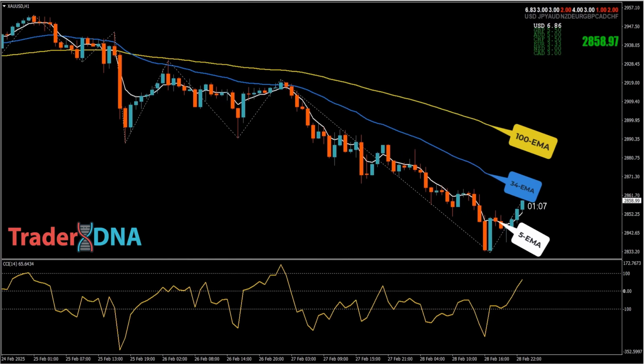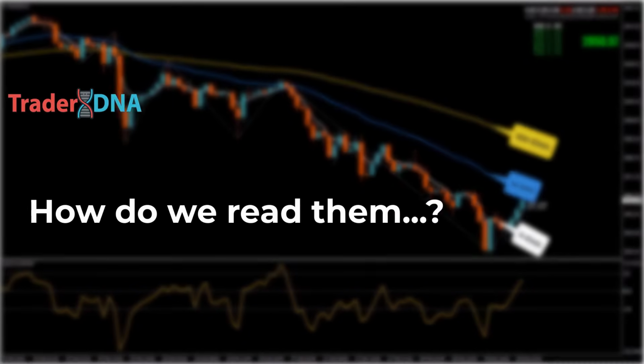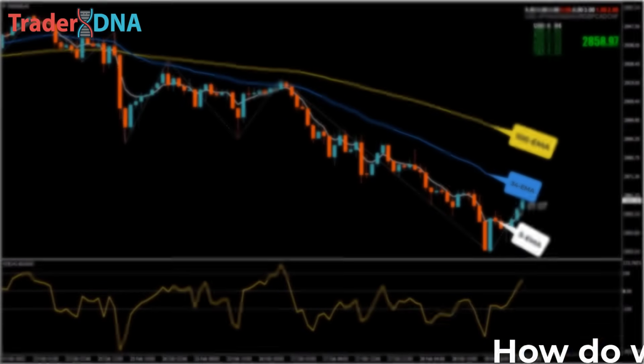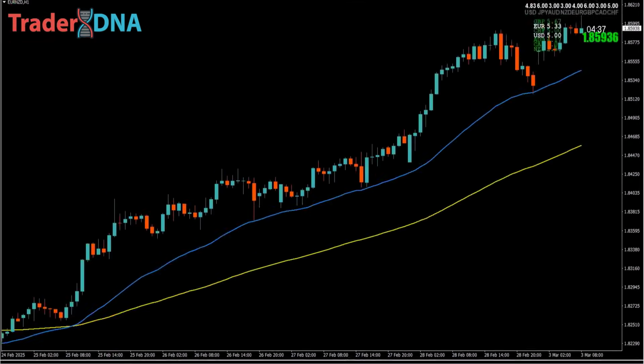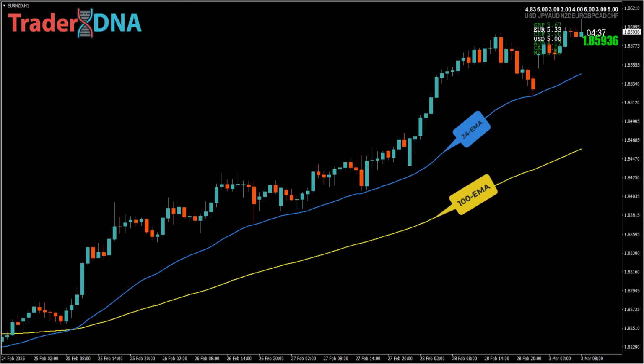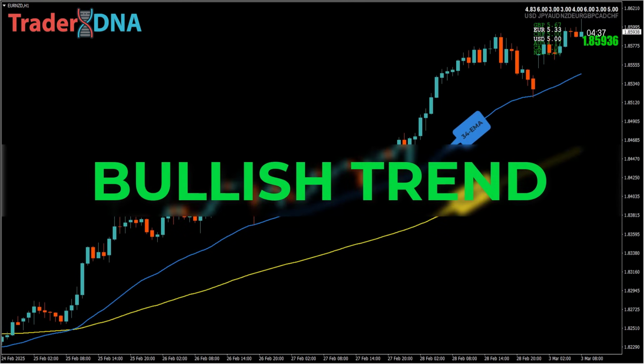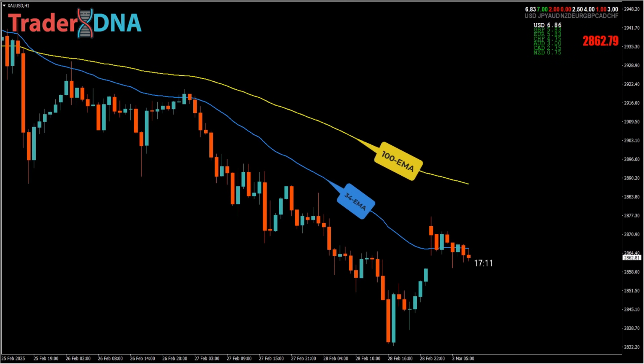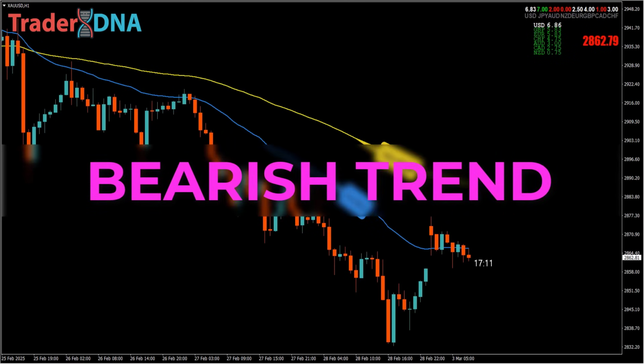So how do we read them? Well, I'm pretty sure you already know how to interpret a 3MA setup like this. But let's make it crystal clear. If the 34 period EMA is above the 100 period EMA, the market is in a bullish trend. If the 34 period EMA is below the 100 period EMA, the market is in a bearish trend.